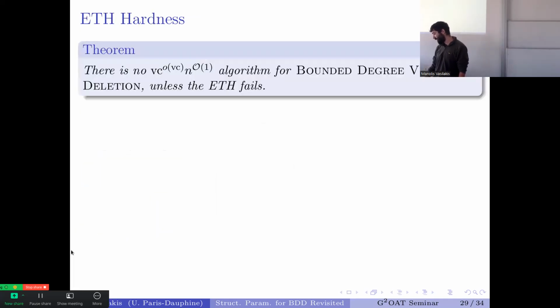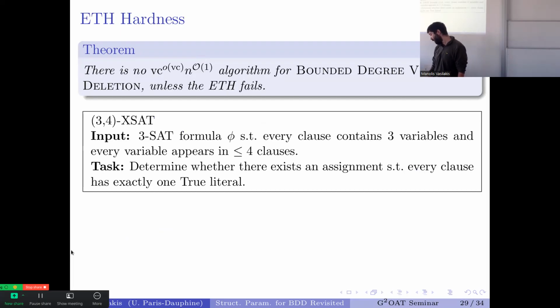But yes, so this is the result that this algorithm is tight under ETH. And here we will start from this problem, which is a variant of SAT. It's actually a variant of 1-in-3 SAT. So we don't want to have a satisfying assignment. We want every clause to have exactly one true literal. And also every clause contains exactly 3 variables, and every variable appears in at most 4 clauses.